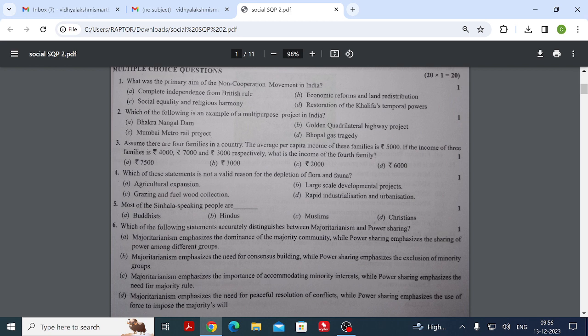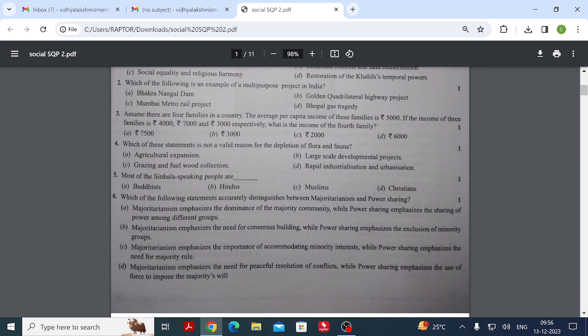Assume there are 4 families. Okay, in this method you know how to solve. Okay, 6,000 we have seen over there. Fine. Which of these statements is not a valid reason for the depletion of flora and fauna? Okay, how? Agricultural expansion, why it won't come? Which of these statements is not a valid reason? Which one is not a valid reason for the depletion of flora and fauna?